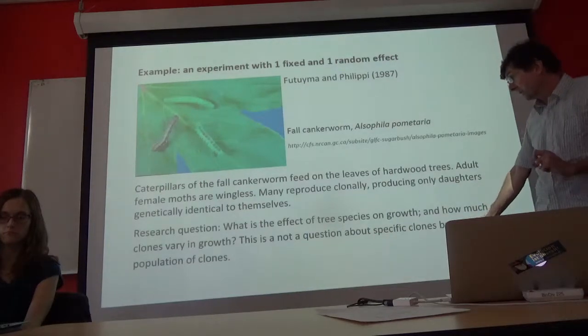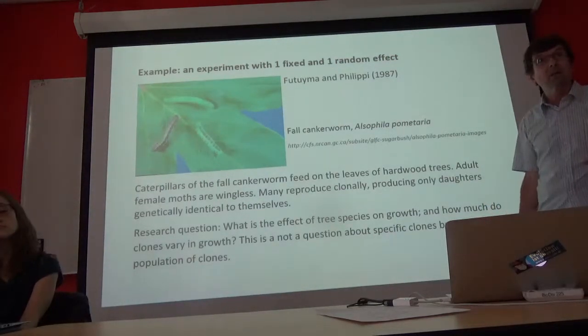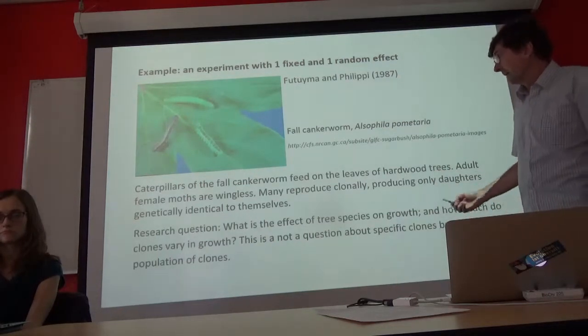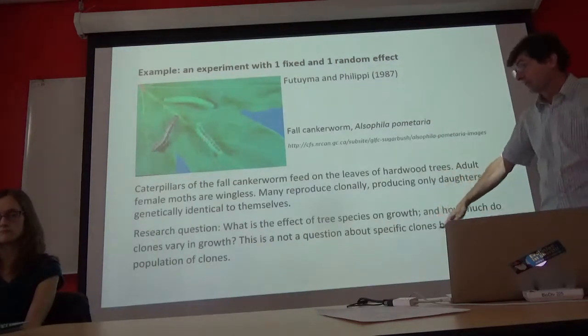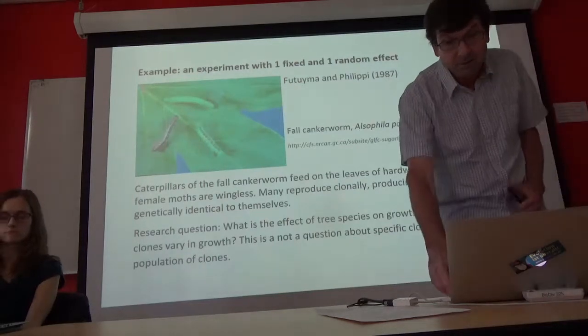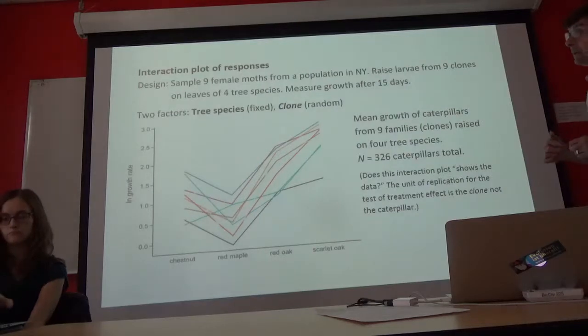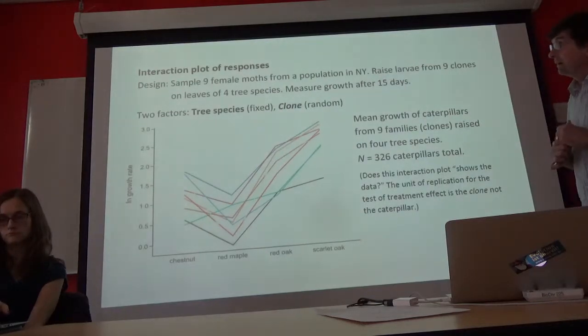And this second question in particular is not a question about specific clones, but about the population of fall cankerworms. And the idea would be to generalize to that population on the basis of a random sample of the clones actually used in the experiment. So here are the results of their experiment.